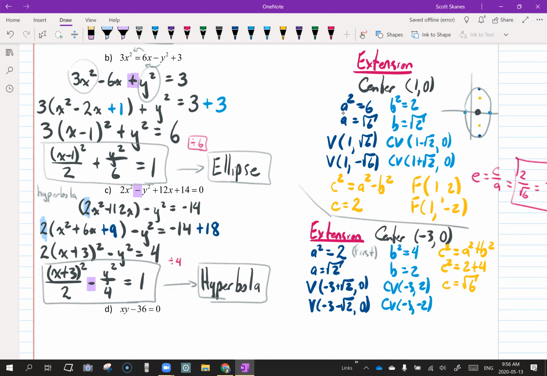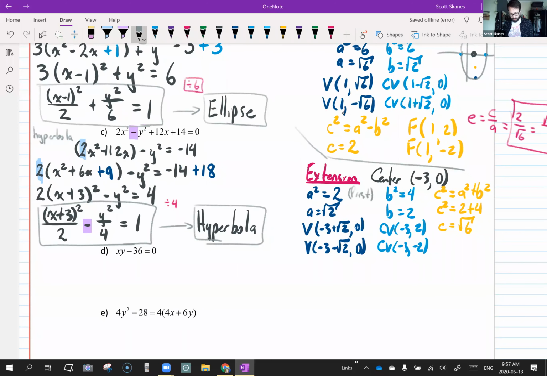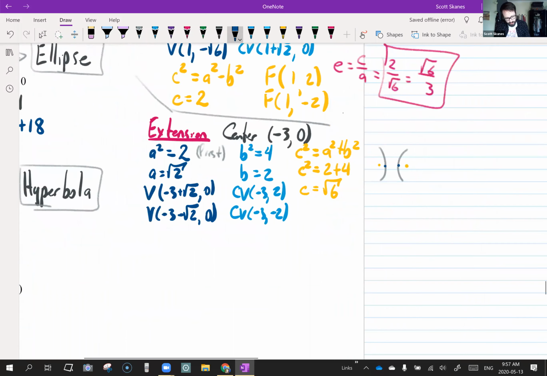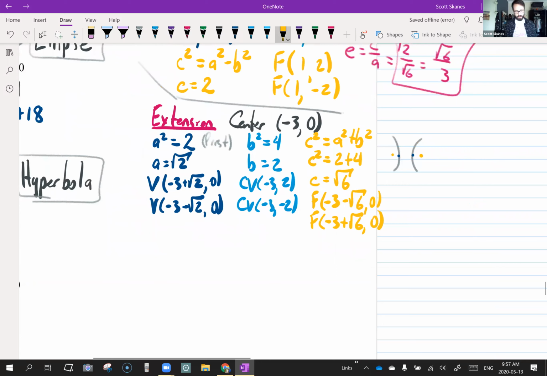So foci, let's think about this. Foci, for hyperbolas, again, maybe you need a little sketch here. What is this going to look like? It's going to look like this. The foci will go left and right, just like the vertices will go left and right. So I'll go left and right from the center by √6. Honestly, it's not difficult if you get this. Go -3 is what my x value is. Take away c, √6. -3, add c, √6. And these are my answers.